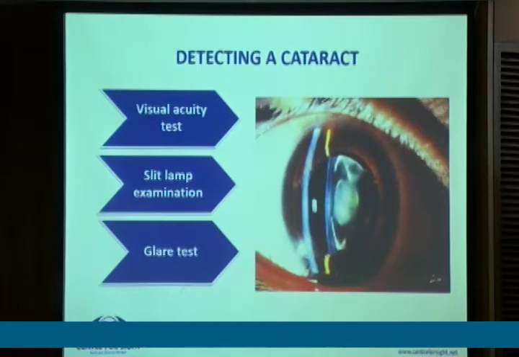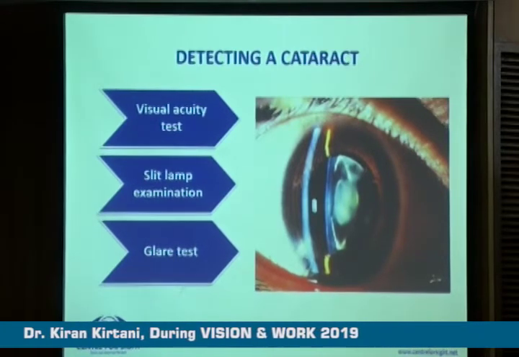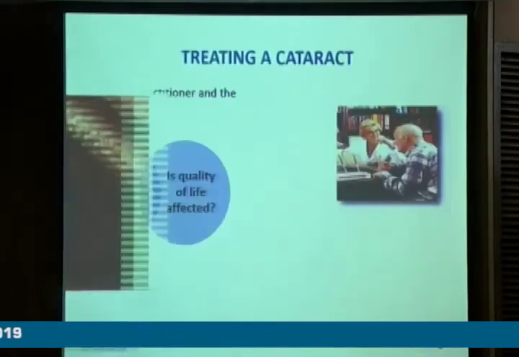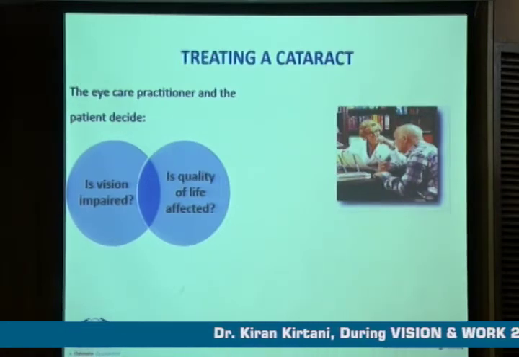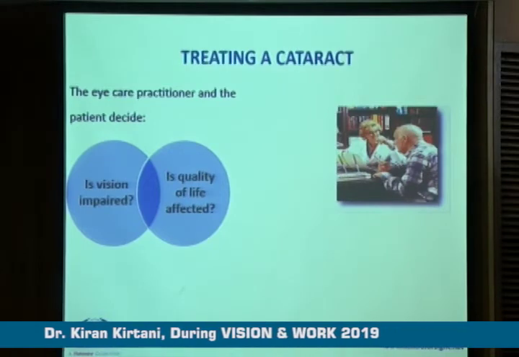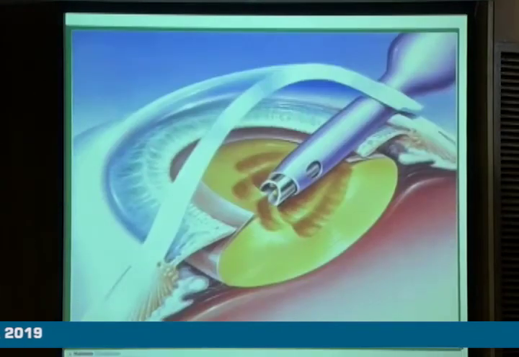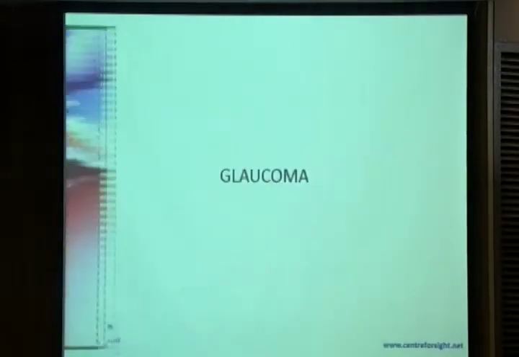So detecting a cataract is by visual acuity, by a slit lamp examination and seeing if the patient is tending to have glare. This is very important for truck drivers because they drive at night and they can tend to face a lot of glare, and accidents can occur because of that. So the treatment of a cataract is a decision between a doctor and a patient in terms of the vision impairment and in terms of the quality of life which has been disturbed. And the only treatment is a cataract surgery. There is no medication which can stop cataract. There is no medication which can decrease cataract.